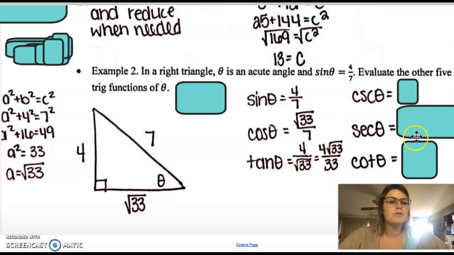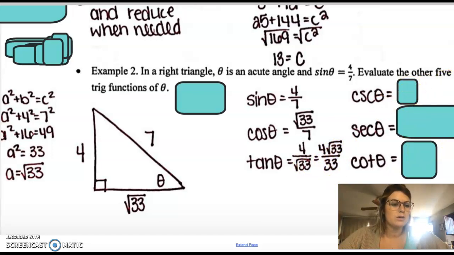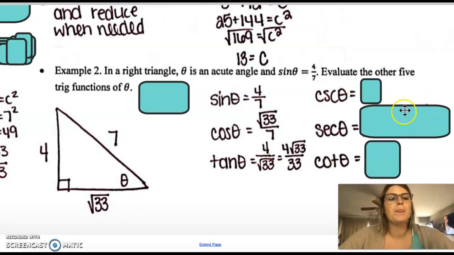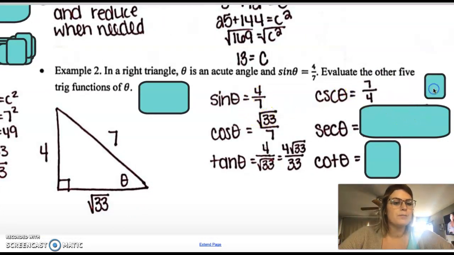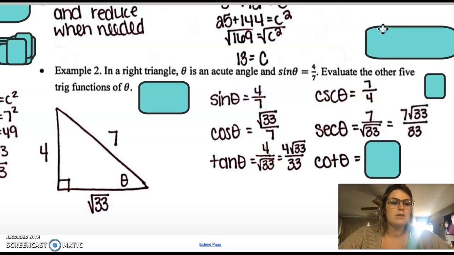Okay, so now we need to flip them and get these over here. Just put my screen back. Okay, so when we flip sine, we get 7/4. When we flip cosine, that's going to give us 7 over the square root of 33, but again, we have to rationalize. So it becomes 7 square root of 33/33.